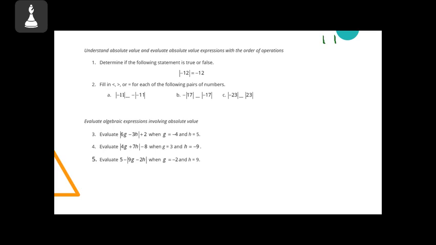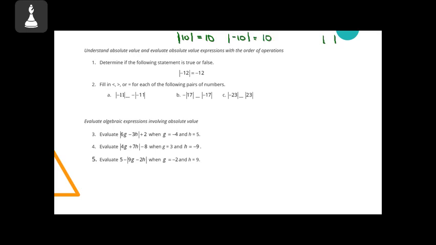If I asked you, how far is negative 10 from 0? You would say 10 units. You don't say negative 10, you just say 10 units. So what happens here is if I have the absolute value of 10, it's 10. The absolute value of negative 10 is 10.